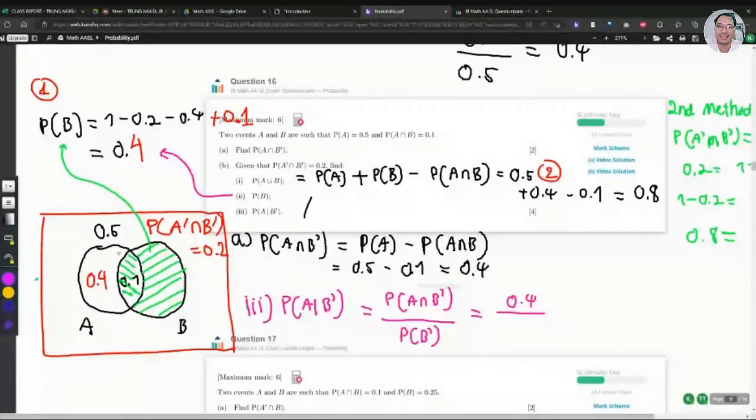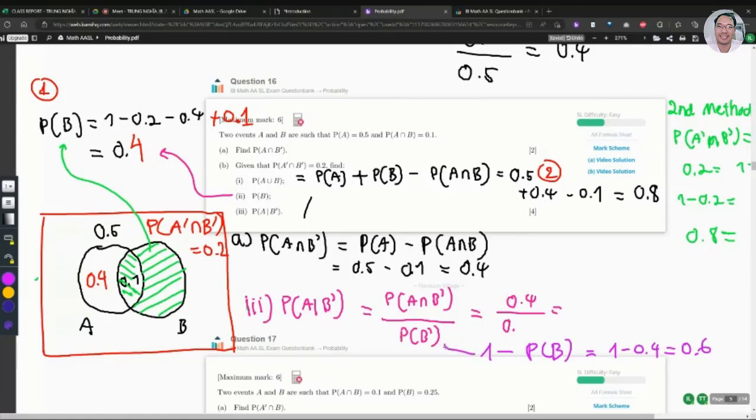So this Venn diagram is such a useful tool to solve combined events problems. The prop of not B. How do we find the prop of not B? The prop of not B at the bottom, the denominator here, is 1 minus the prop of B. The prop B we found here is 0.4. So this one is 1 minus 0.4, which is 0.6.